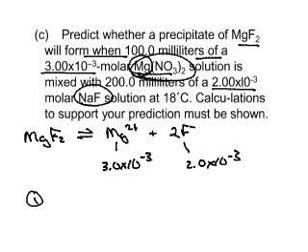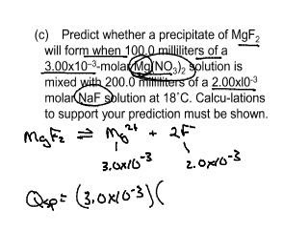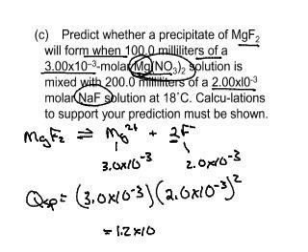So we're going to solve for the QSP, which is just the KSP with the numbers that they give you. So that would be 3 times 10 to the minus 3rd times 2.0 times 10 to the minus 3rd. Now you've got to square that. Don't forget you got a 2 there. So I'm going to get my calculator: 3e negative 3 times 2e negative 3 squared. And I get 1.2 times 10 to the minus 8.